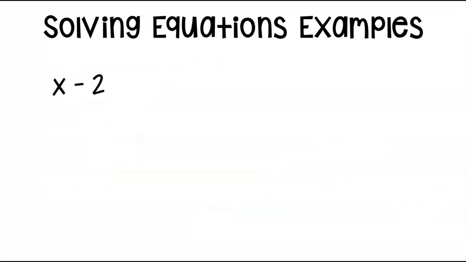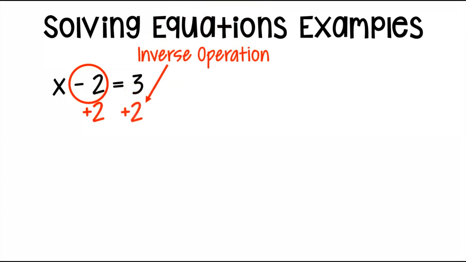Here's another example. x minus 2 equals 3. What's happening to our variable? Well, it's being subtracted by 2. How do I undo subtraction? I use its inverse operation, which is addition. So we're going to add 2 on the left, and whatever I do on the left side of an equation, I have to do on the right to keep it balanced. When I do that, that's the inverse operation step.